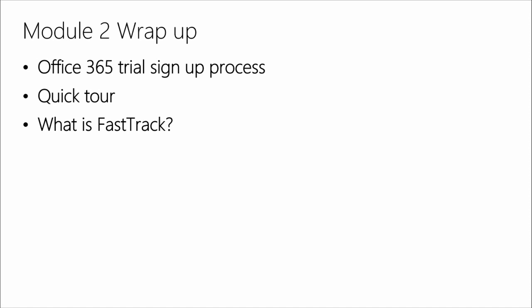So that brings us to the end of Module 2. In Module 2, we looked at the trial sign-up process. I took you through those steps. I showed you what's important, the location. I showed you that the username is important, the company name is important. All of those things are part of the Office 365 trial sign-up process. We did a quick tour, and we also mentioned Fast Track, where you can go and take you through a process of signing up and migrating to Office 365.